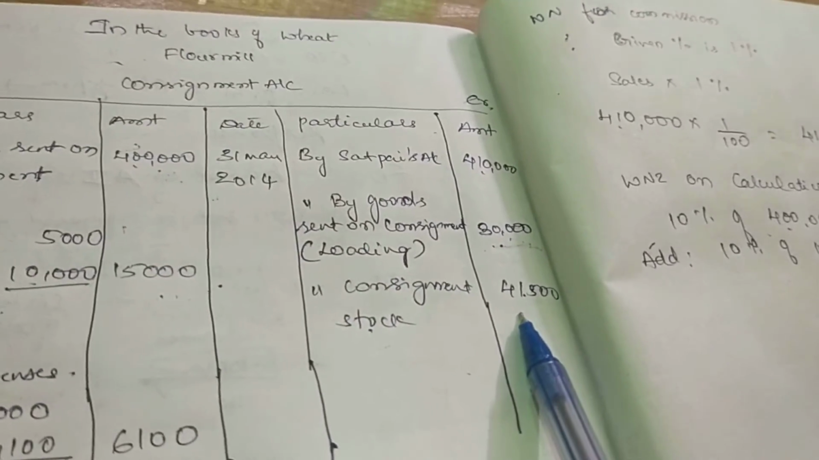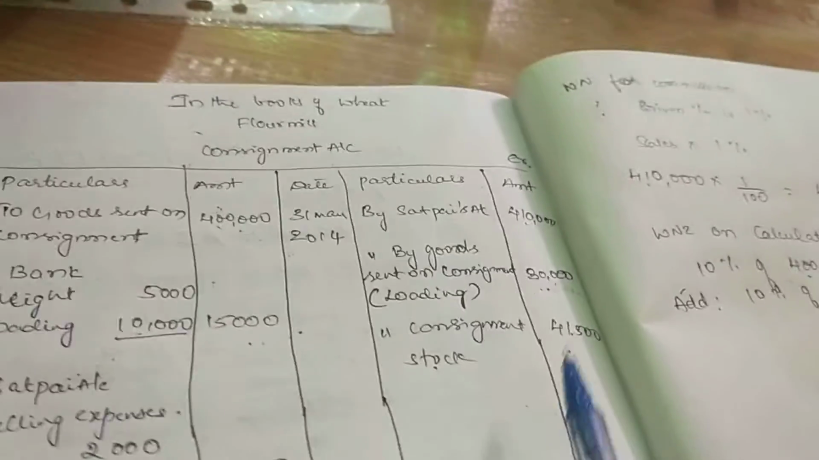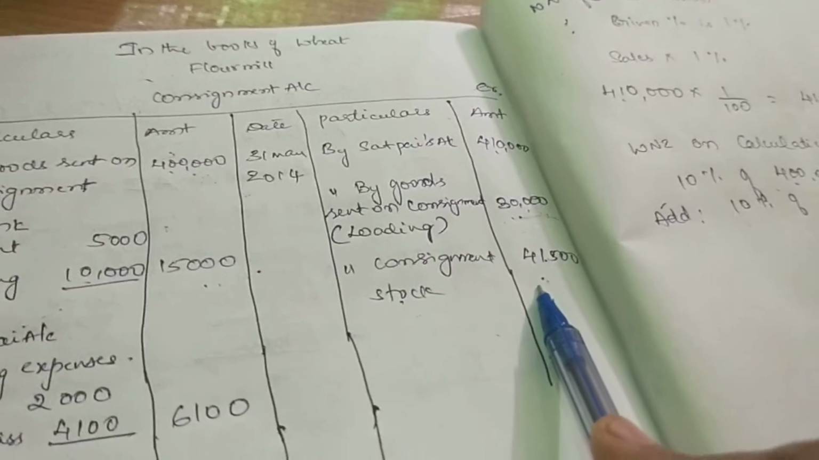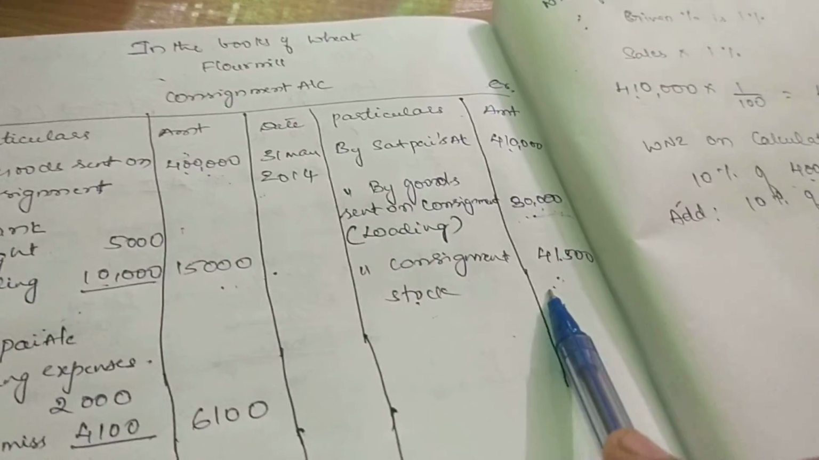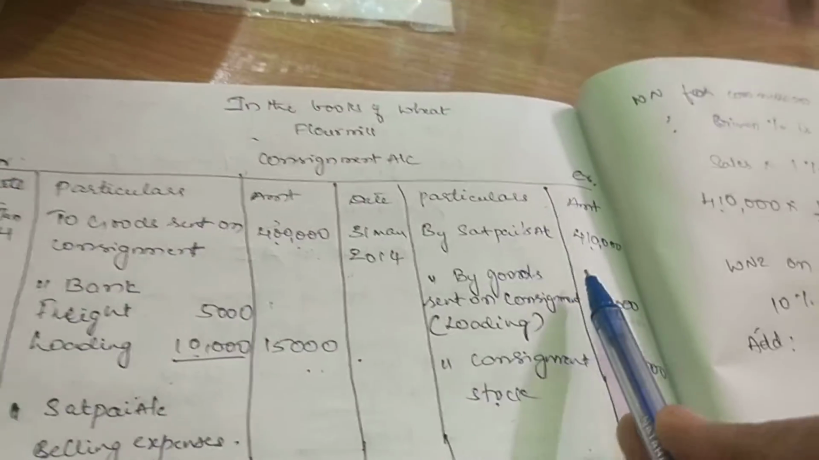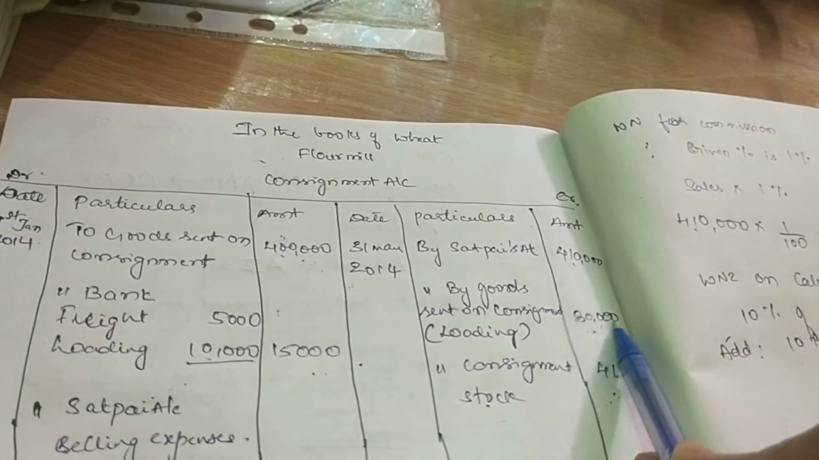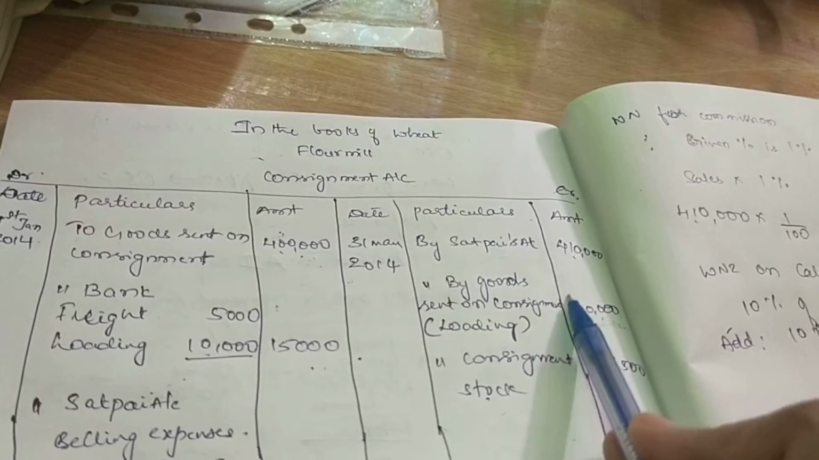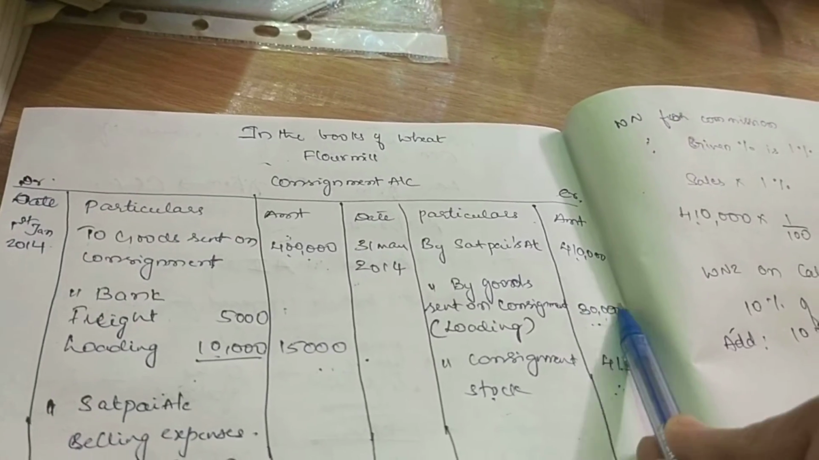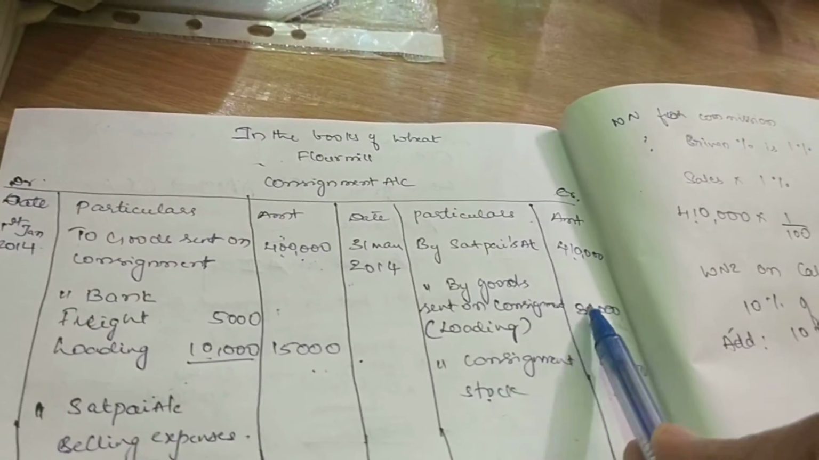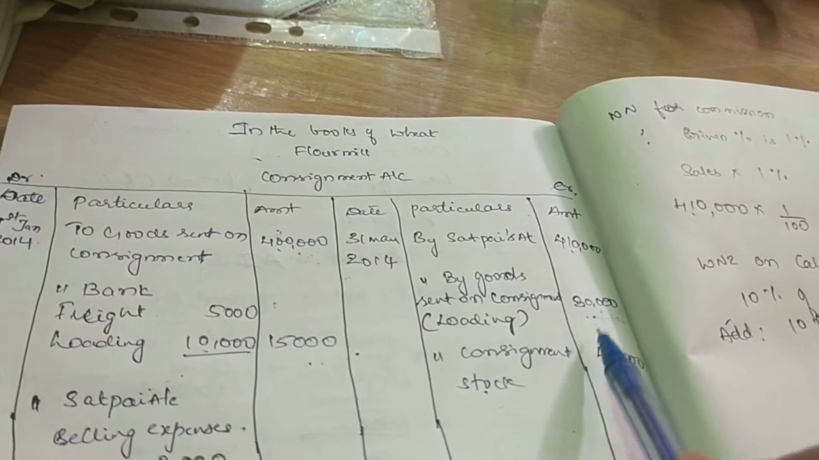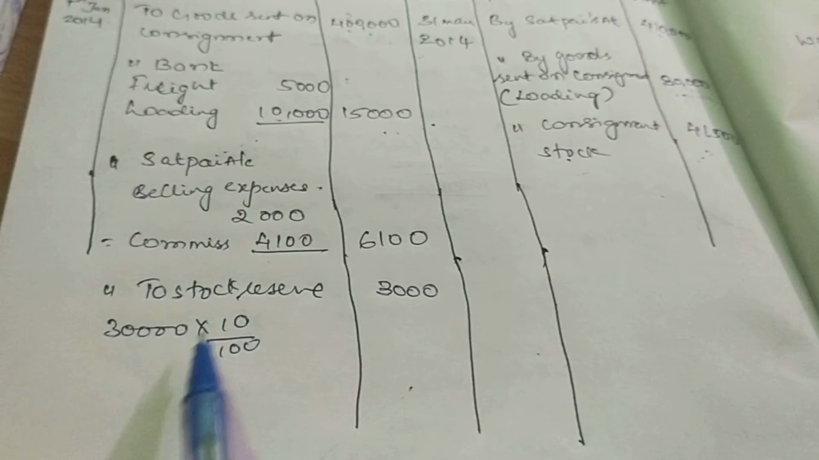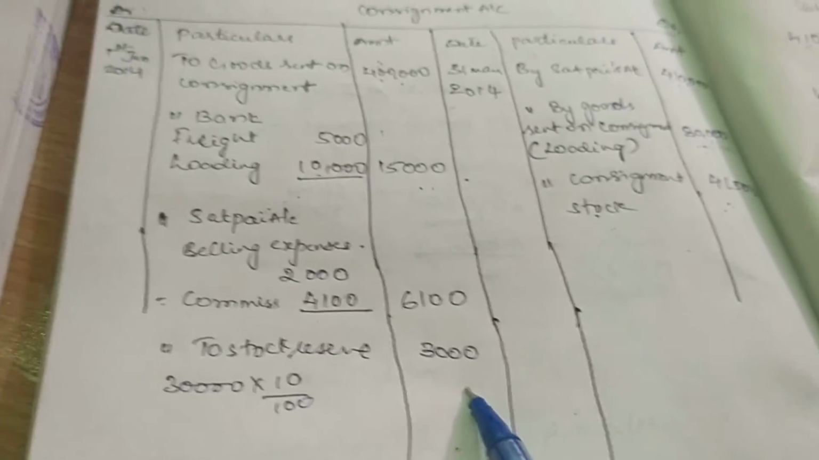As I told you, according to the rules, you have to not write it at the invoice price. You have to write it at the cost price. So in order to remove the profit, how much will we remove? The 10% of what was there in the first year. That means on goods sent on consignment, the total stock reserve or loading was rupees 30,000. Only 10% is remaining. That's why 30,000 into 10 by 100 will come to 3,000.